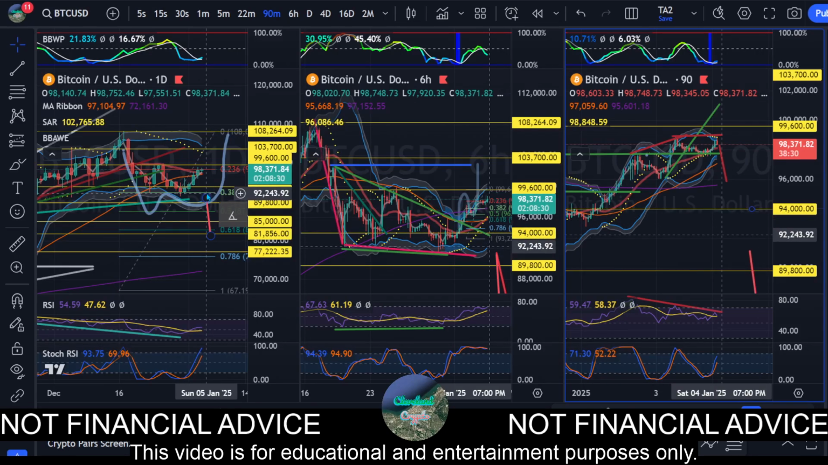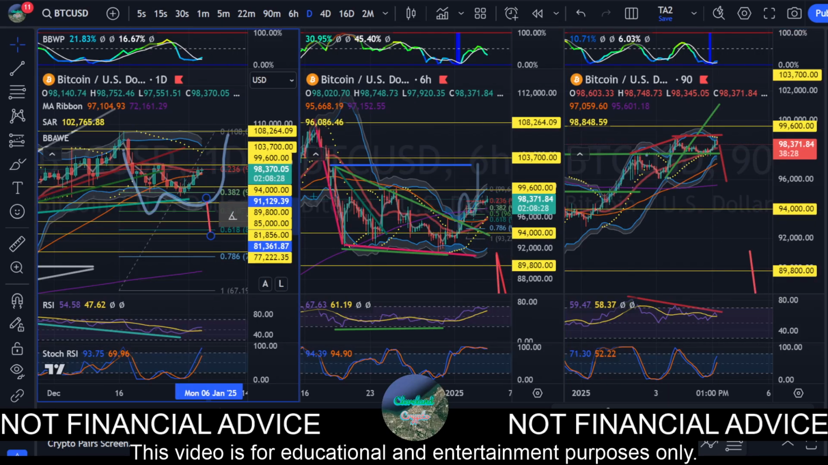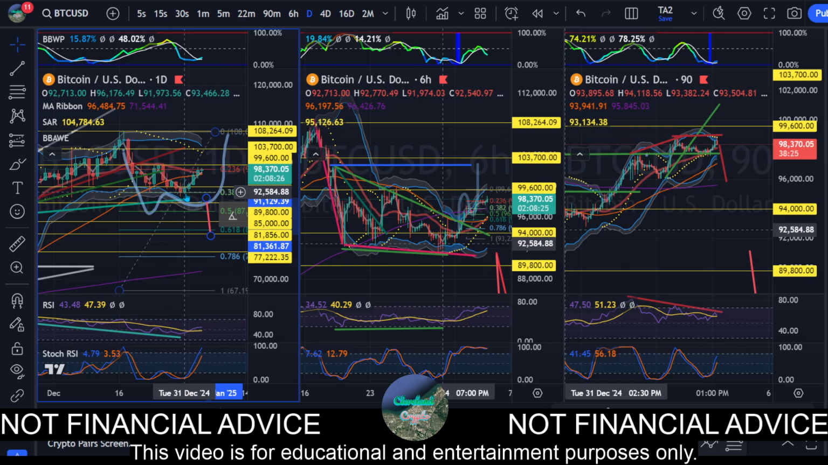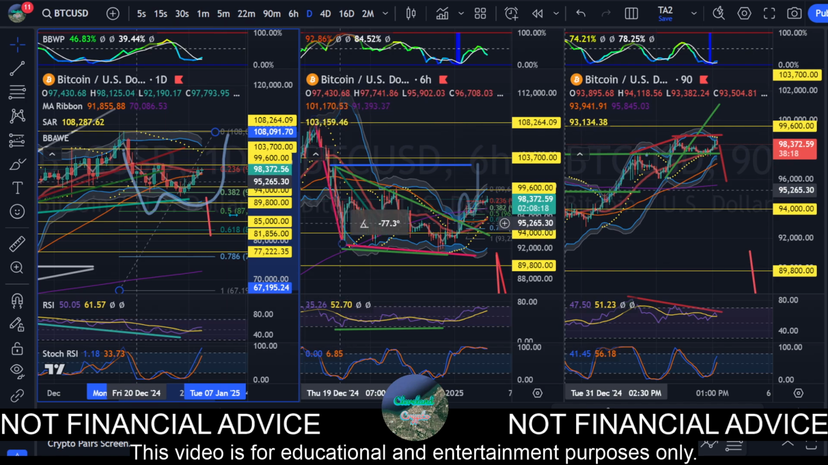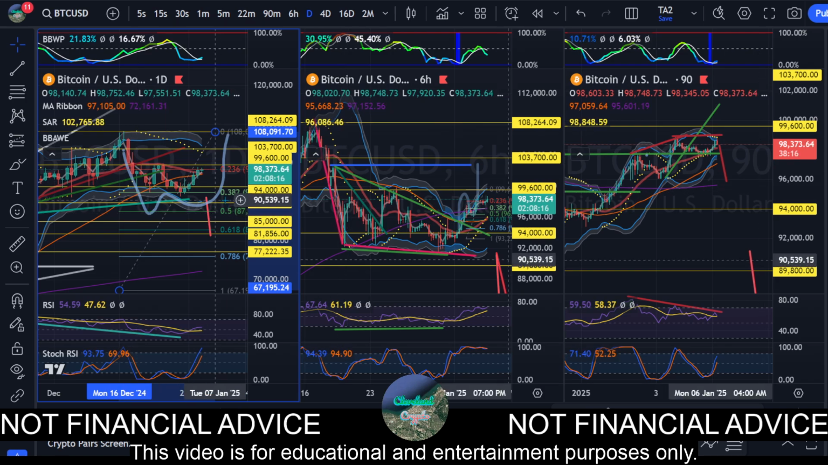As long as the 382 on the Fibonacci retracement here on the daily holds, right around 92.5, let's just say 92.5, if that can hold as support, then we're still seeing no lower lows, and the bulls could still have a chance. More likely, though, we'll see this cat ears play out.